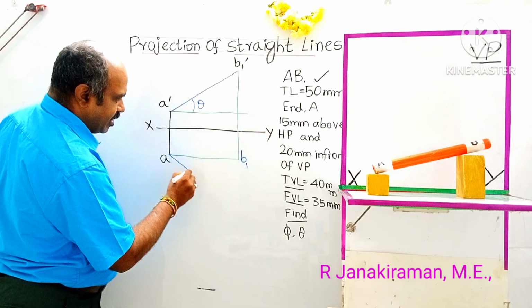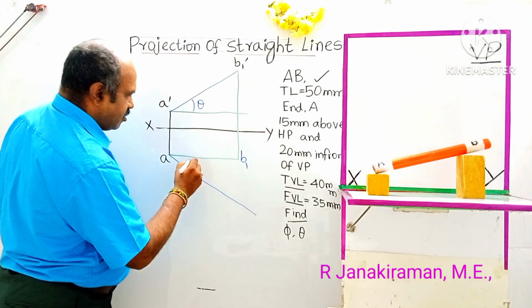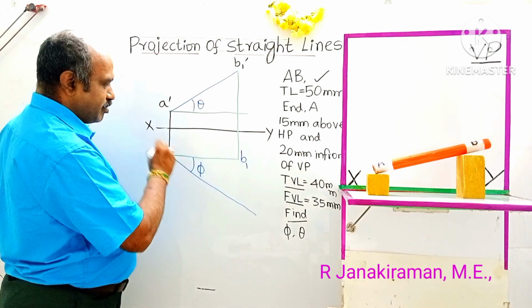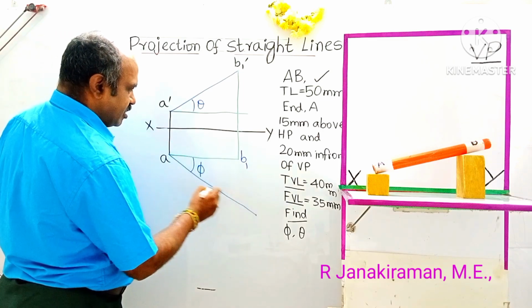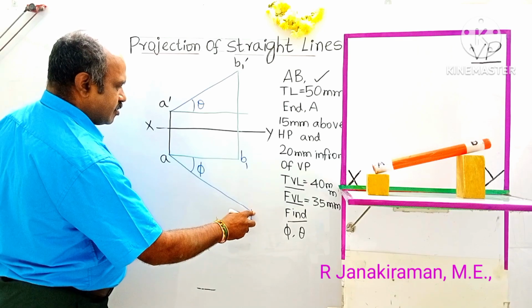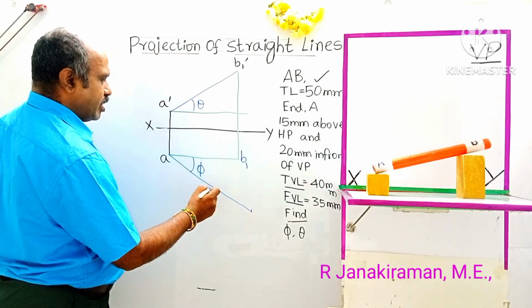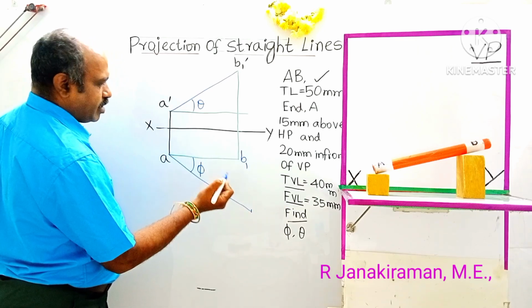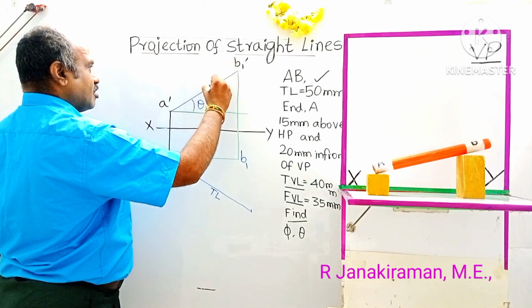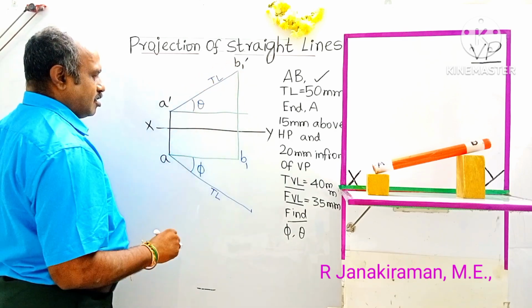Okay. Next, the true inclination with VP will come below the XY line. That is indicated by the letter phi, this angle is phi, as the notation. This length will be the true length. This is the true length. This A dash B1 dash is also the true length, TL.